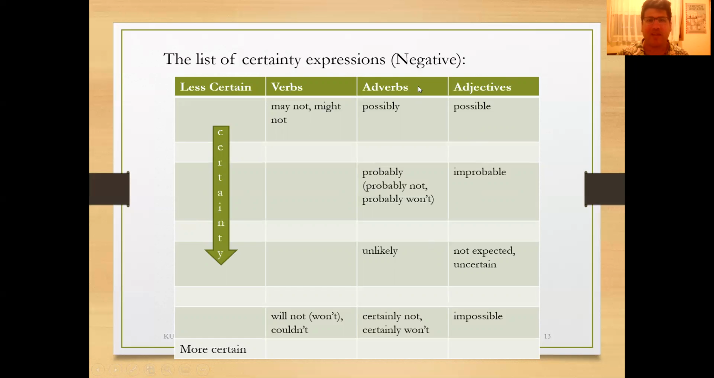Okay. Then we have the adverbs possibly, probably. So probably, we can say probably not or probably won't. Then we have unlikely, certainly not, certainly won't. Adjectives: possible, improbable, not expected, uncertain, impossible.